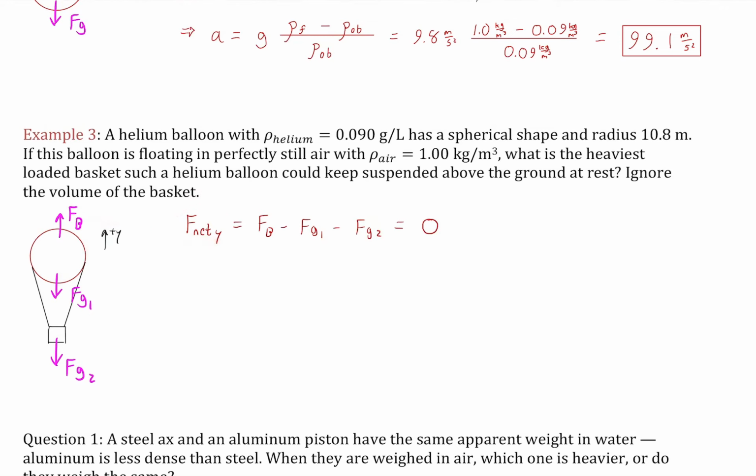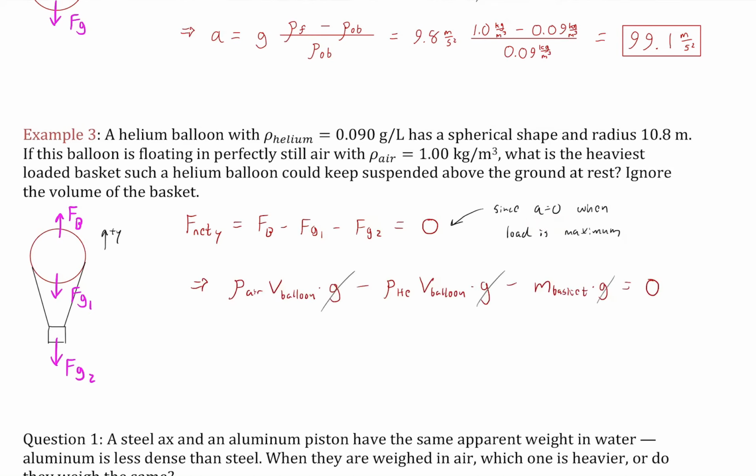Positive y is defined as upwards. All right, we got our buoyant force, gravitational force 1 and 2. 1 and 2 because this is just the weight of the balloon, and then this is the weight of the basket, gravitational force 2. And it's definitely equal to 0 because it's at rest, all right? And when the load is maximum, right?